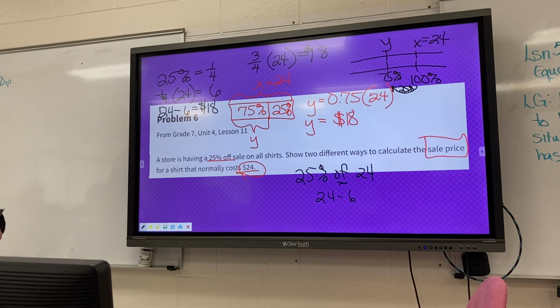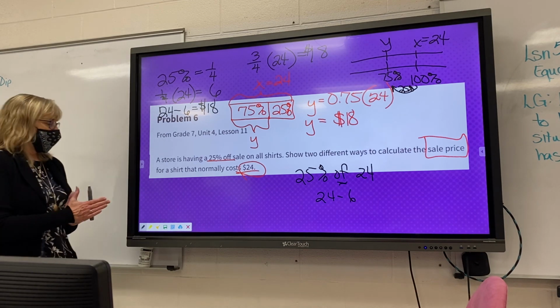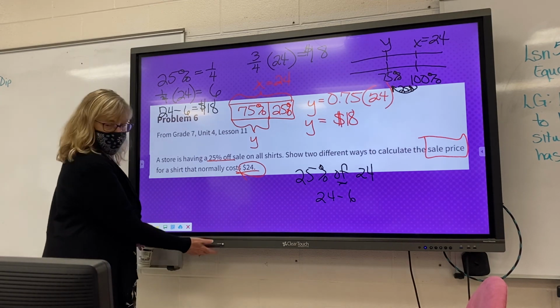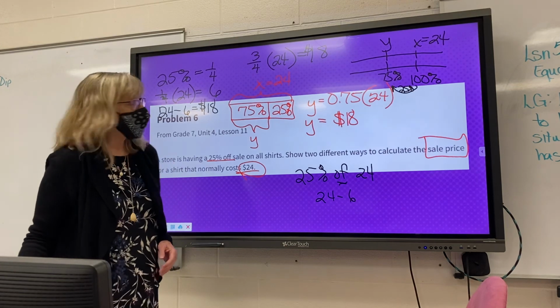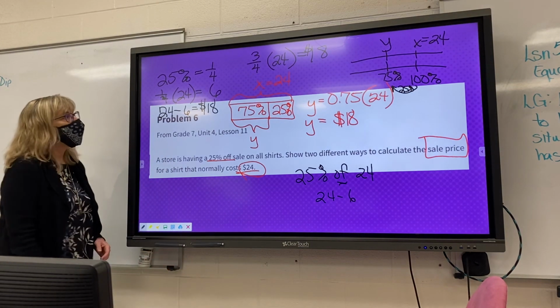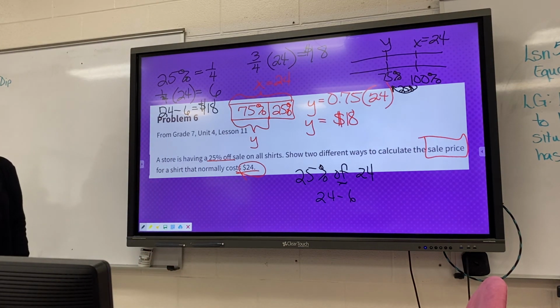Look at all those ways. Pick 2 of them that make sense to you and write them down. We got some wonderful mathematicians in here. Y'all are really doing well.